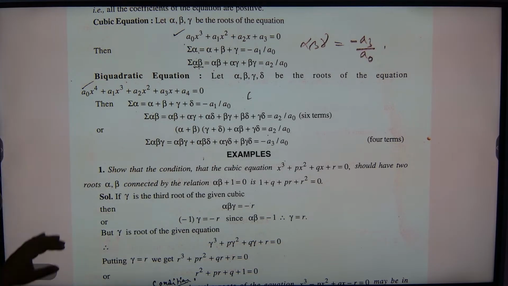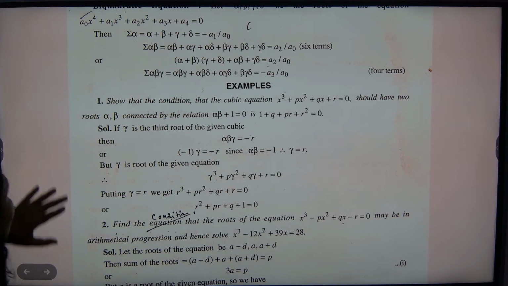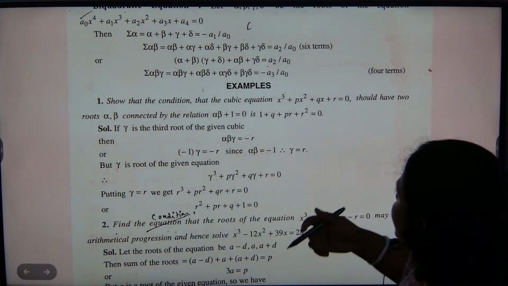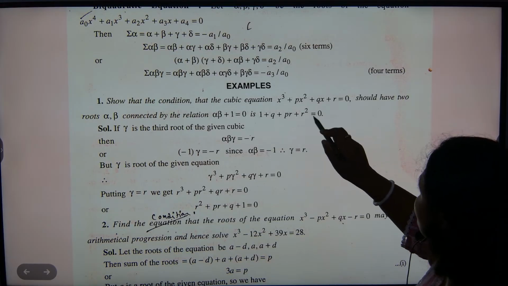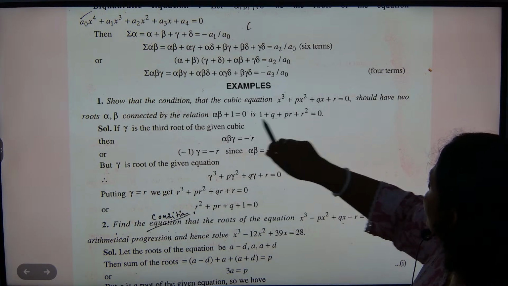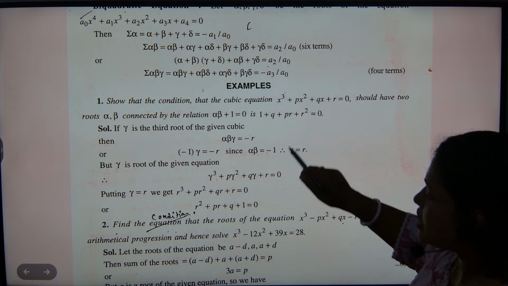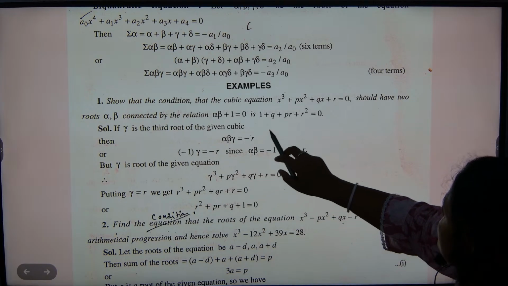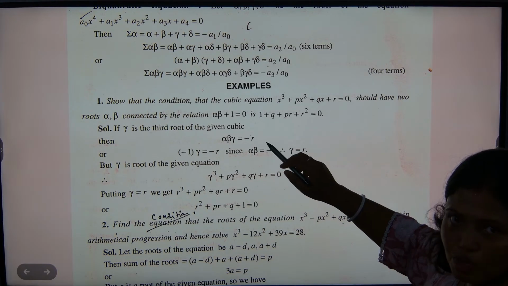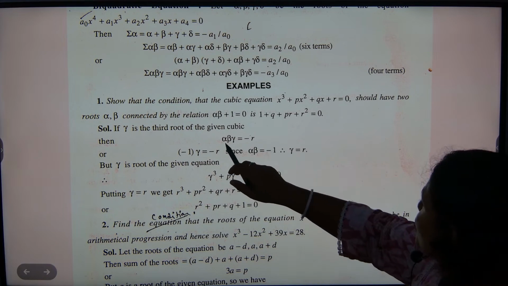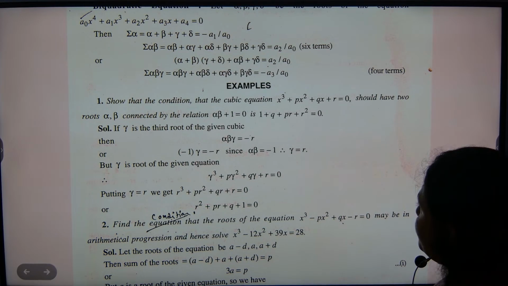Okay, so what we have seen here is the relation between the roots and the coefficients. Using this, the sum of roots, product of 2 and product of all the roots.